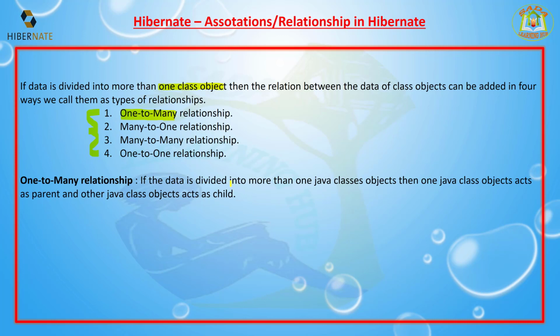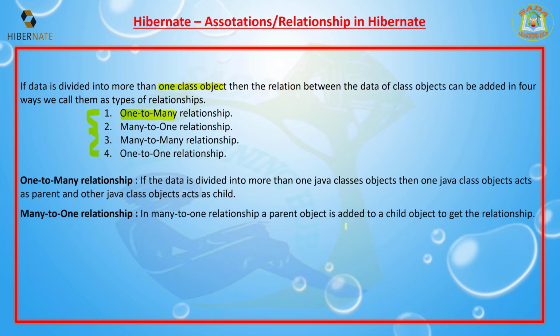If the data is divided into more than one Java class object, then one Java class acts as a parent and another Java class acts as a child. And coming to the second relationship, many to one relationship. In many to one relationship, a parent object is added to the child object to get the relationship.